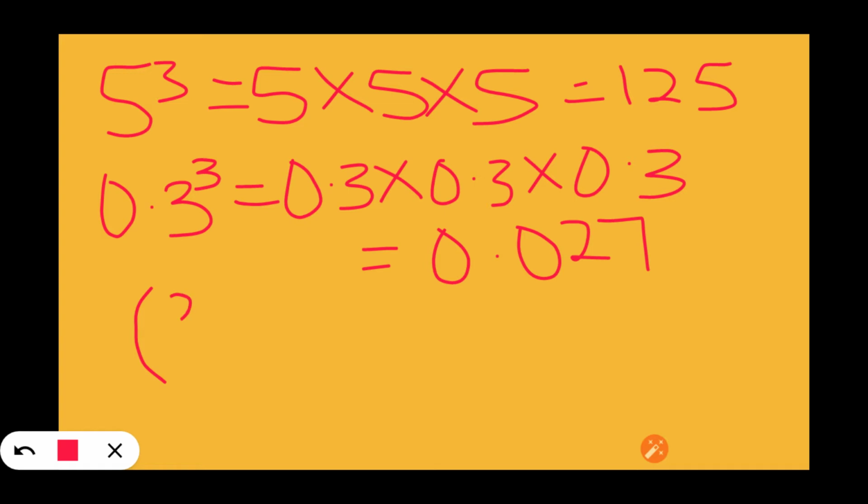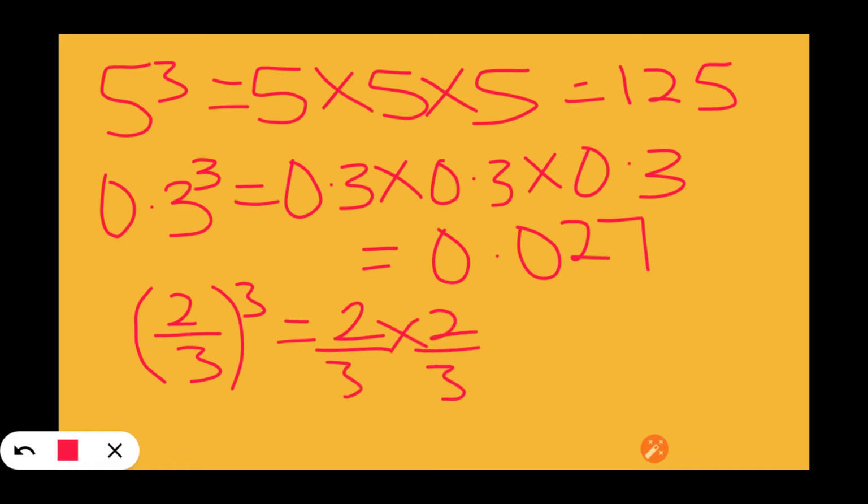Okay, the next question is to find the cube of 2 over 3. Bracket open, 2 over 3, bracket close. Okay, I multiply this out. This is 2 over 3 times 2 over 3 times 2 over 3. I will multiply out my numerators. After that, I multiply my denominators. 2 times 2 is 4, 4 times 2 is 8. This gives me 8 over 3 times 3 is 9, 9 times 3 is 27. Therefore, the cube of 2 over 3 is 8 over 27.